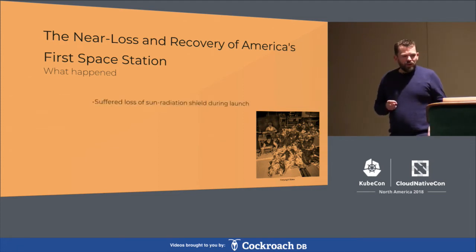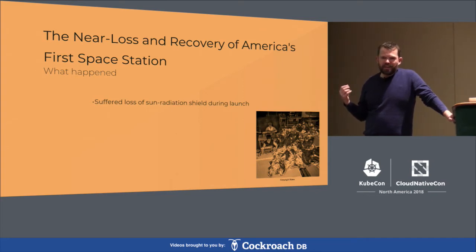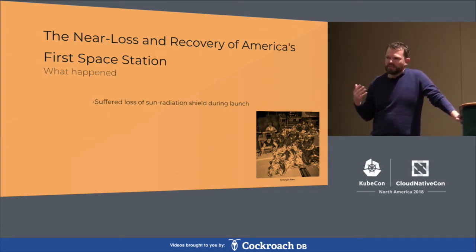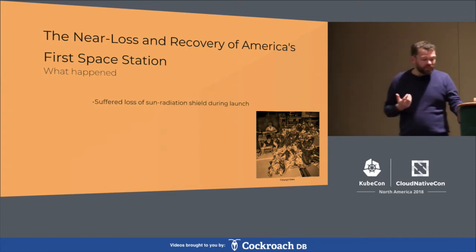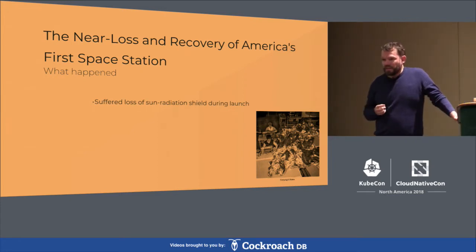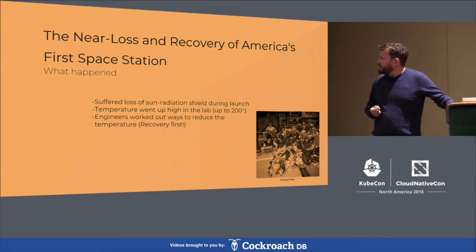So what happened here? Well, they suffered the loss of a sun radiation shield during the launch. That's pretty bad because if you put a shield in place, you expect things to go wrong if you don't have it, and heat to go very high very quickly. So losing that wasn't a good thing. Luckily, the first launch was unmanned. Otherwise, it would have been fairly bad for them. Like I said, temperature went high, and the first thing they did was recovery. As engineers, usually that's what you do. If you're on call, you're going to try to recover the system as best as you can first, right? Before doing any learning, anything, you're going to first recover the system as best as you can.